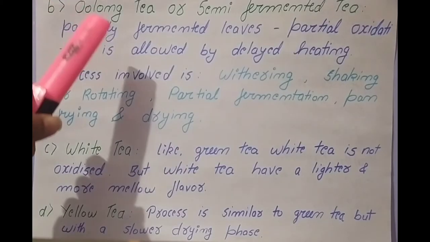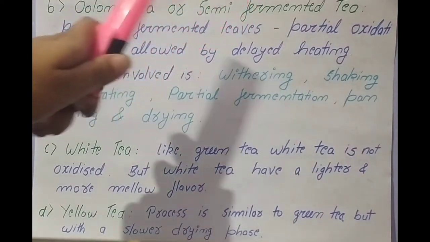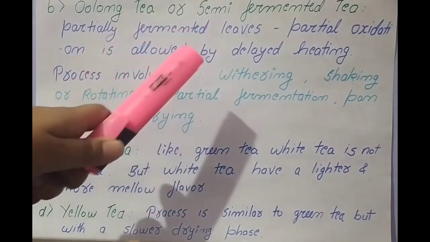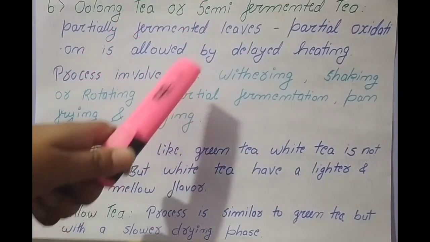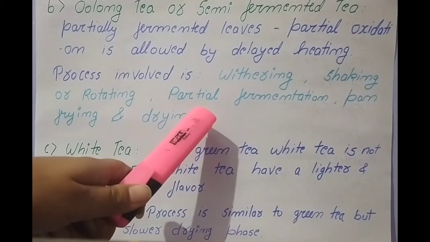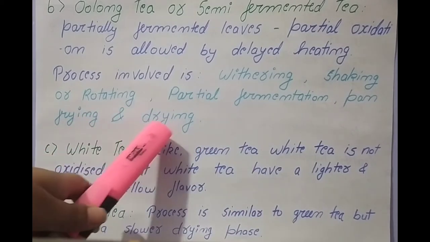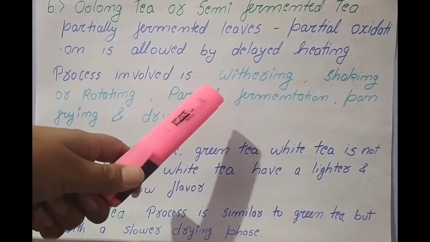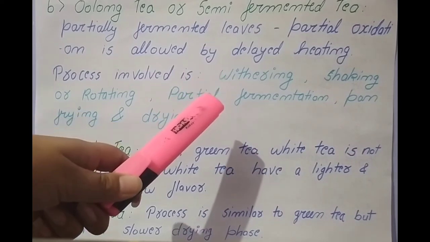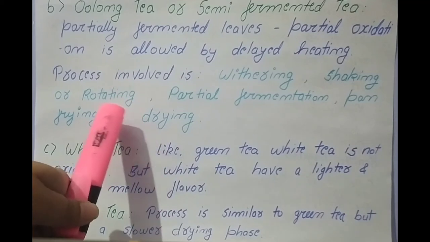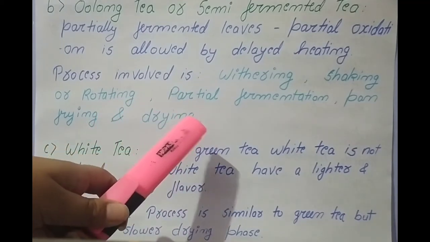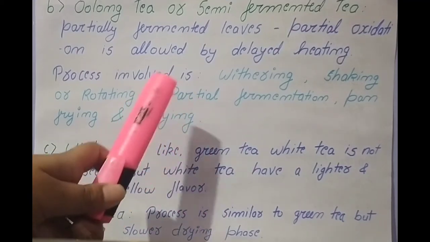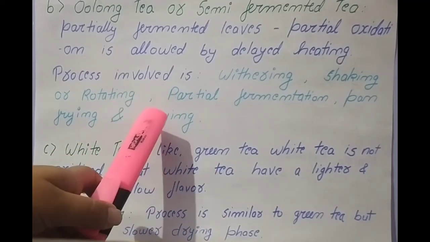Now, second is oolong tea, or semi-fermented tea. In oolong tea, partial fermentation of the leaves is done by delayed heating. The process involves withering, rotating, partial fermentation, pan frying and drying. Withering means to dry the leaves, or to reduce the moisture content of the leaves. Then rotating and partial fermentation is done. Pan frying and drying is done to halt the process of fermentation.